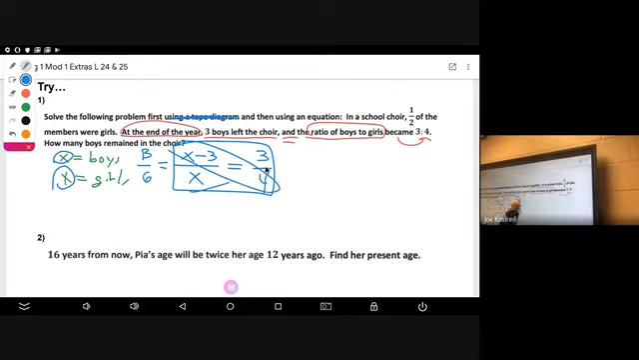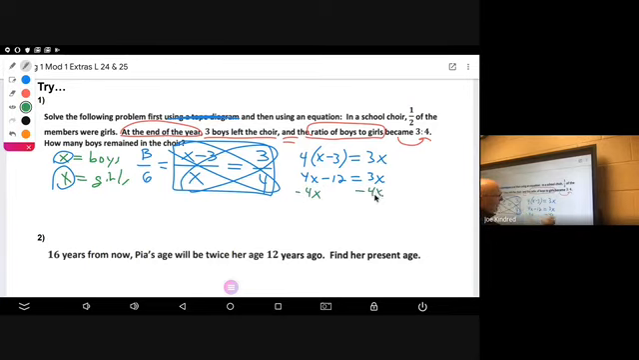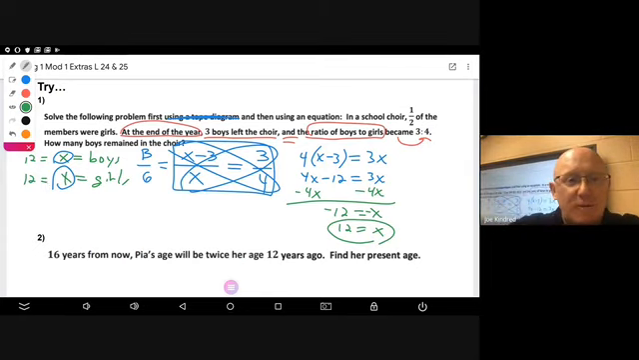Cross multiplying, and you get 4 times x minus 3 is equal to 3x. Distribute through, subtract 4x on both sides, and then x, the opposite, is going to be 12. And so the number of boys was 12 at the original, and the number of girls is 12 as well. And that concludes that problem.